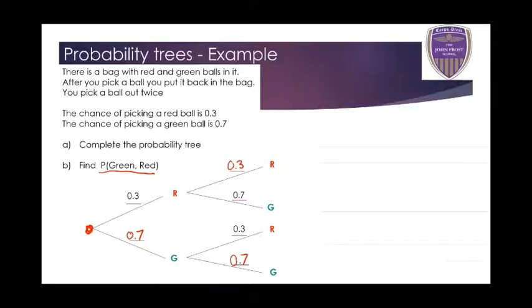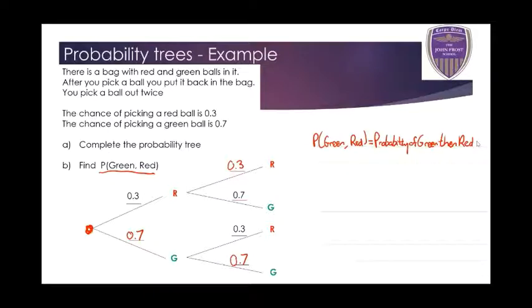Now part B says to find P(green, red). All this means is the probability of green then red. It's just a statistical notation for writing the probability of a series of events. So P(green, red) is the probability of finding green then red.